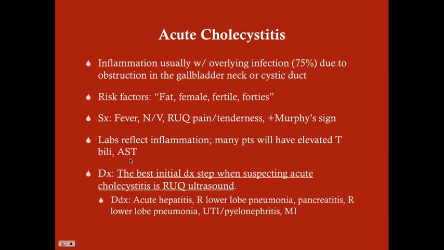It's not uncommon for a patient to also have an elevated amylase in about 10% of patients, or to have an elevated alkaline phosphatase. But T-bili and AST are what you're primarily going to see. The best initial diagnostic step when suspecting an acute cholecystitis is a right upper quadrant ultrasound. Remember that your differential diagnosis includes acute hepatitis, right lower lobe pneumonia, pancreatitis, already said that, UTI, pyelonephritis, and MI. So we kind of ruled that out right away with our labs.